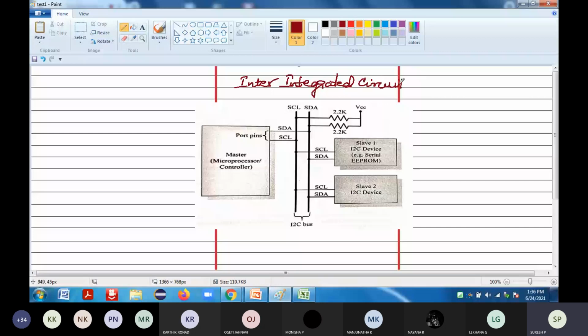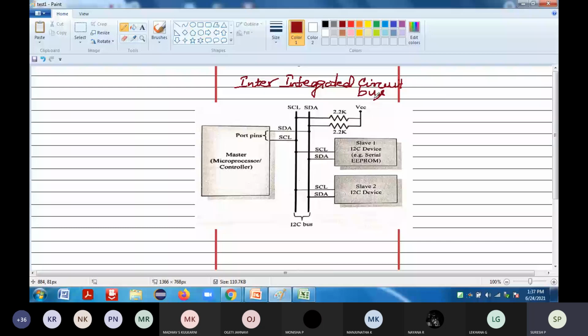What are the two different devices it is going to connect? It makes synchronous, bidirectional, half-duplex communication. That is, it communicates one at a time. It can communicate either from master to slave, or from slave to master. From the figure we can see that.